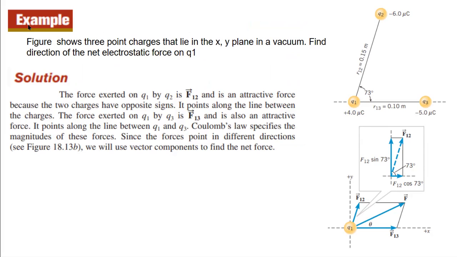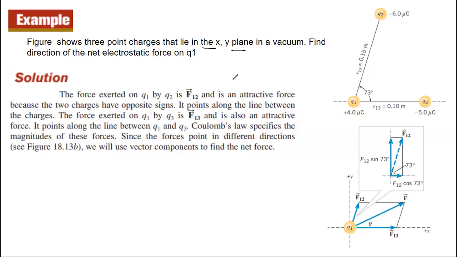This figure on the right hand side shows 3-point charges that lie in the x and y plane. Now the things are getting a bit more interesting. Initially, in the question we just did, all the charges were lying in one direction, on one axis. Let's say it was the x-axis.